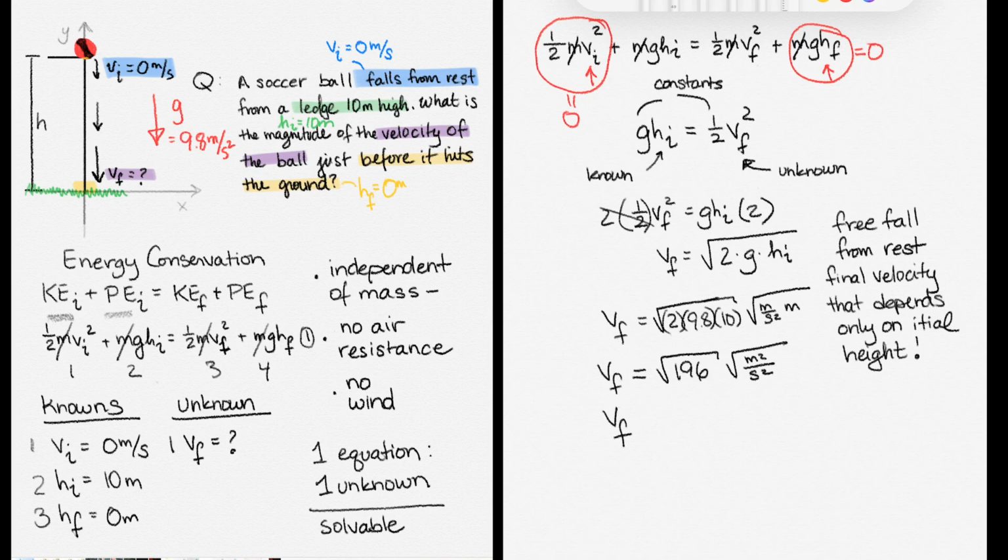So v sub f equals, the square root of 196 is 14, and the square root of meters squared per second squared is actually meters per second. And that's great news because meters per second are the correct units for velocity. So we've got a good answer for the velocity. So any ball, feather, weight falling from a height of 10 meters should reach a final velocity of 14 meters per second right before it hits the ground.